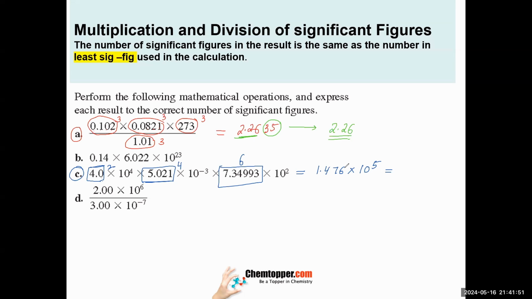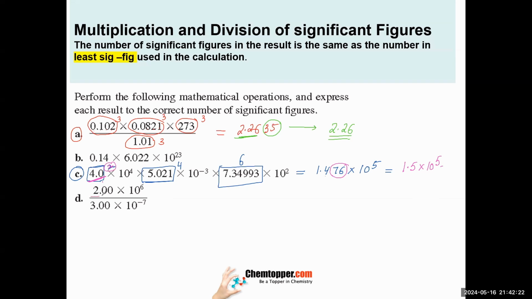But here, I want my answer only in 2 significant figures. See this 2, this number. So it means I have to drop this 76. The 7 is greater than 5, so the rounding digit gets 1 added to it. So it becomes 1.5 times 10 raised to power 5.